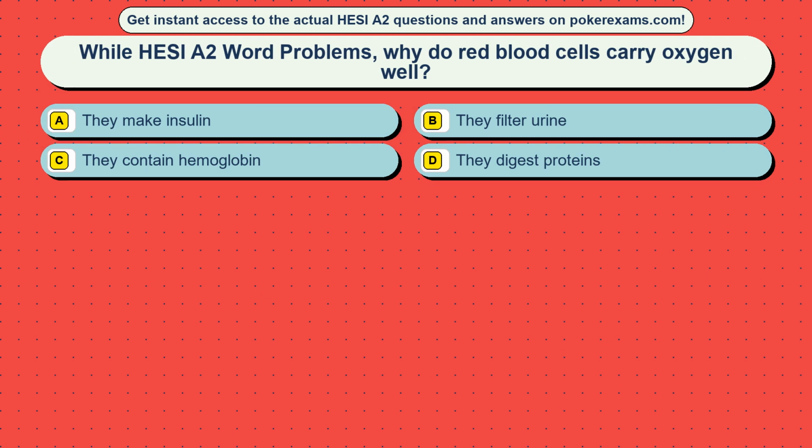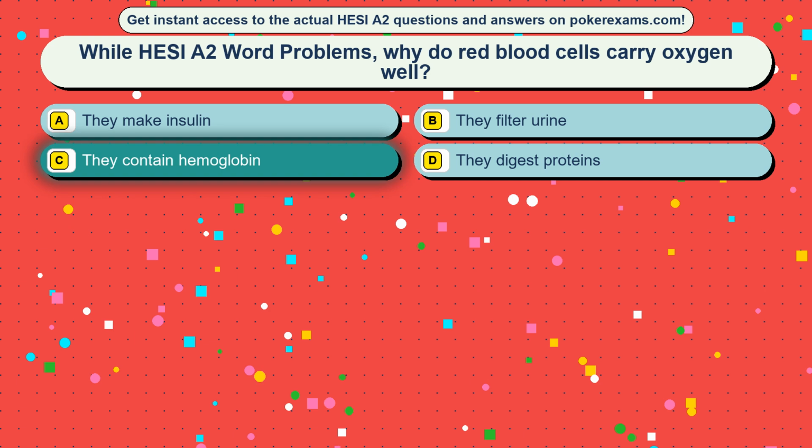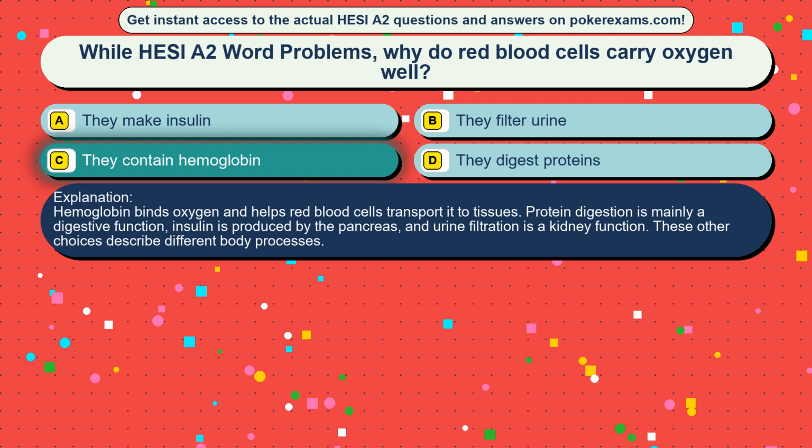Question 47. While HESI A2 Word Problems, why do red blood cells carry oxygen well? Option A, they make insulin. Option B, they filter urine. Option C, they contain hemoglobin. Option D, they digest proteins. The correct answer is option C, they contain hemoglobin. Hemoglobin binds oxygen and helps red blood cells transport it to tissues. Protein digestion is mainly a digestive function. Insulin is produced by the pancreas, and urine filtration is a kidney function. These other choices describe different body processes.